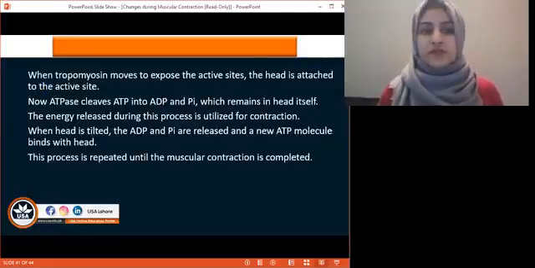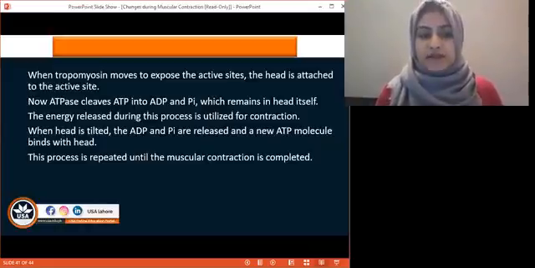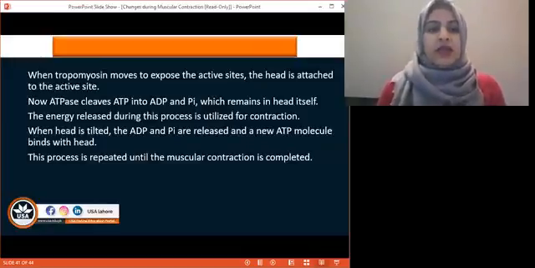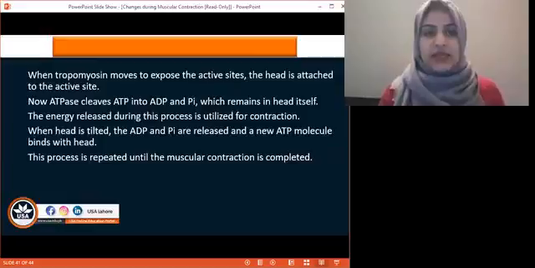When tropomyosin moves away from the exposed active sites, the head is attached to the active site. Now the ATP cleaves into ADP and Pi, which remain in the head itself. The energy released during this process is utilized for contraction. When the head has tilted, the ADP and phosphate ion are released and a new ATP molecule binds with the head. This process is repeated until the muscular contraction is completed.